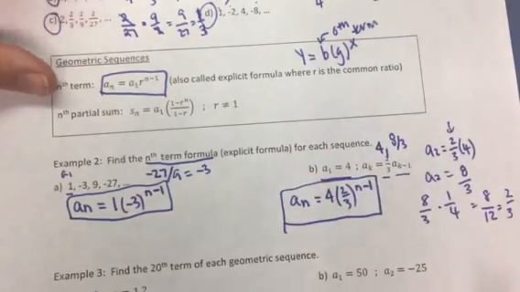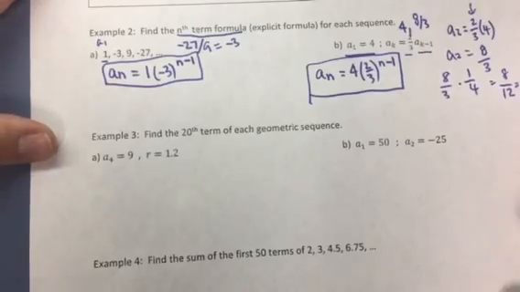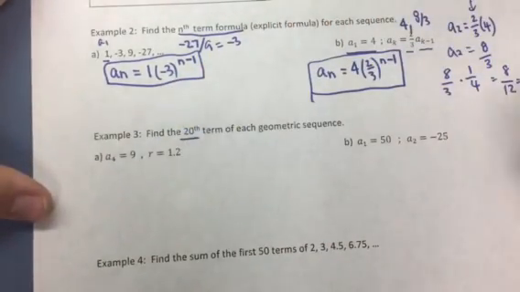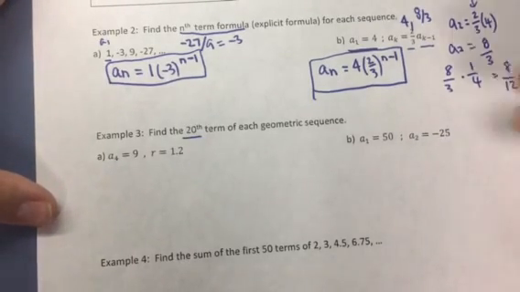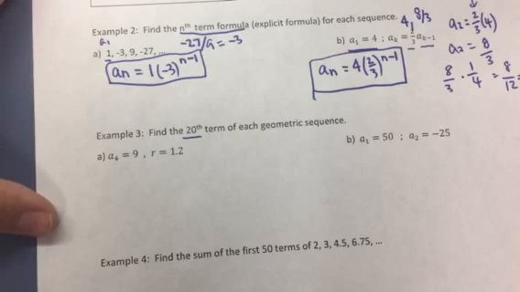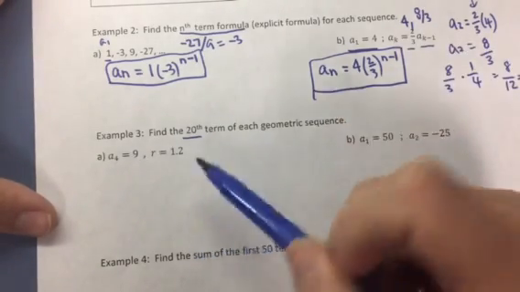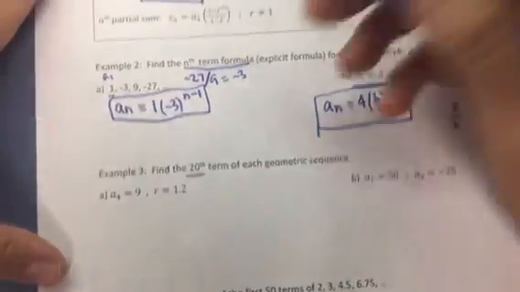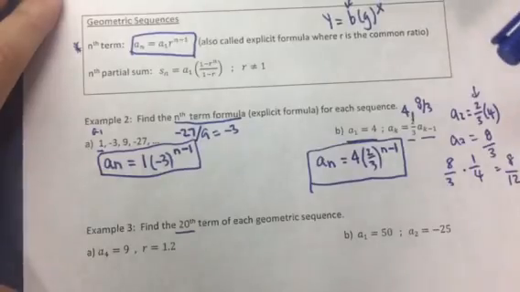All right, excellent. Example 3. Now we are asked to find the 20th term of each geometric sequence. In order to do this, what we really need is the explicit formula. We need to write an explicit formula. I don't want to be multiplying numbers by a ratio 20 times. So we can actually work this backwards to figure out the first term if we know a term.